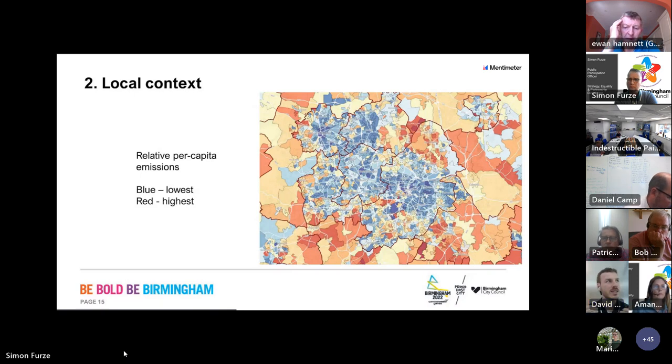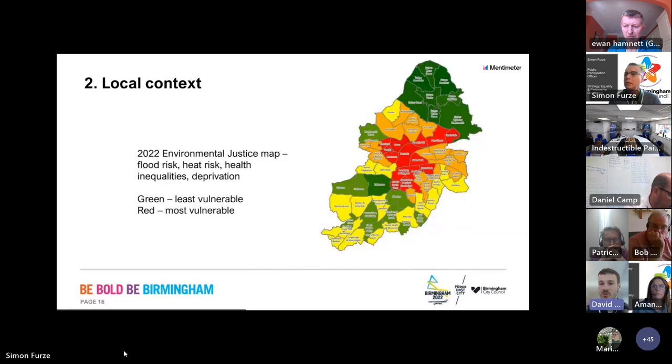We don't want to be sending out a message to people that they should be doing something differently when there are many challenges that face the city and people's lives. And I think it's more important to be focusing on tackling them at the same time. If we jump to the next slide, Simon, there's another layer to this, which is looking at environmental risk.